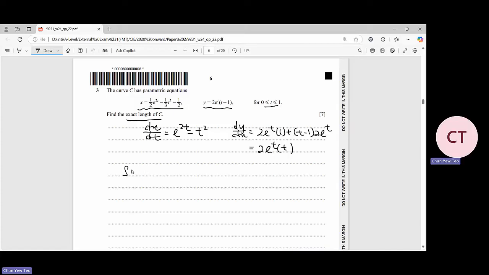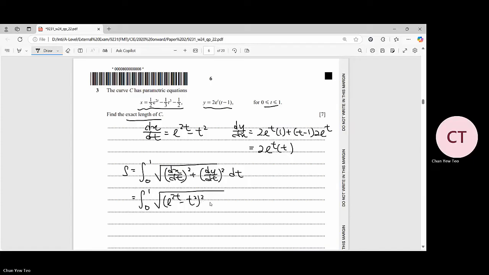Now the formula for finding the arc length is the integral from 0 to 1 of the square root of (dx/dt) squared plus (dy/dt) squared, dt. What you can do here is just replace dx/dt and dy/dt with the derivatives that we have found just now. Just put it here and here.